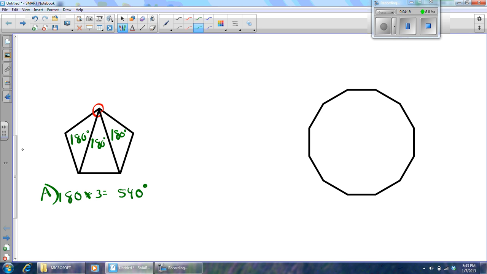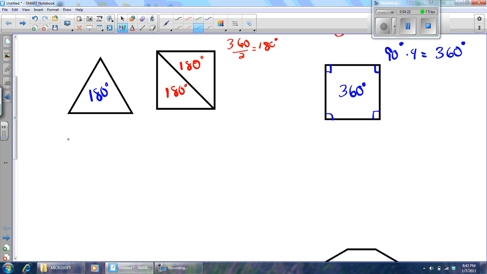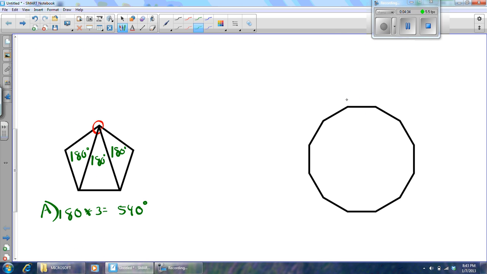Okay, by the way, these are all part A's. This is 180 degrees, that's part A. And for this one, we've got 360 degrees, and that's part A. Well, look at this shape here. Let's count its sides. Let's see how many sides it has. 1, 2, 3, 4, 5, 6, 7, 8, 9, 10, 11, 12 sides to it. Well, that makes it a 12-gon. I like to call it a dodecagon, but you can call it a 12-gon.